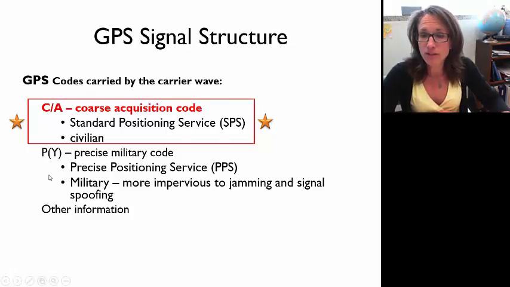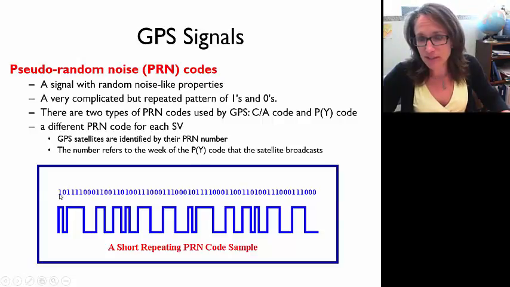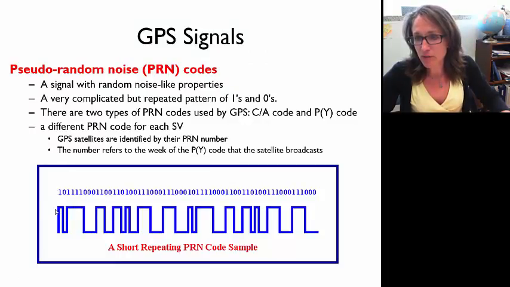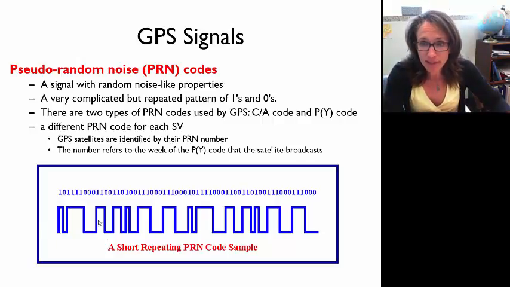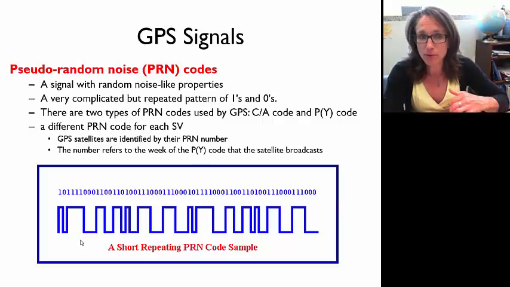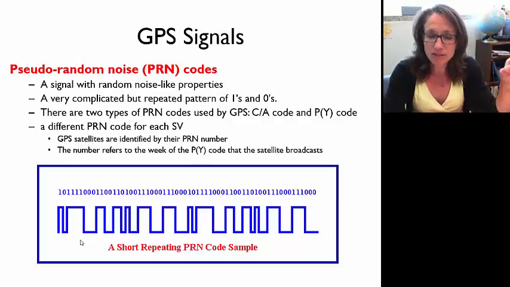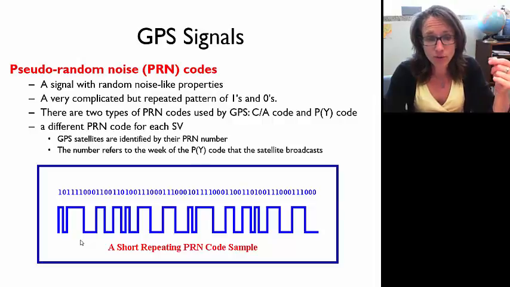So both of these codes are what are called pseudo-random noise codes, or PRN codes. And basically what is illustrated down here is a series of ones and zeros. It's a binary code, meaning it's either one or zero. And it's a complicated but repeated pattern, and both the CA code and the PY code are pseudo-random noise codes. There's a different PRN code, a different sequence of ones and zeros, for each satellite, for each space vehicle, or SV. And the GPS satellites are actually identified by which PRN code they're transmitting.